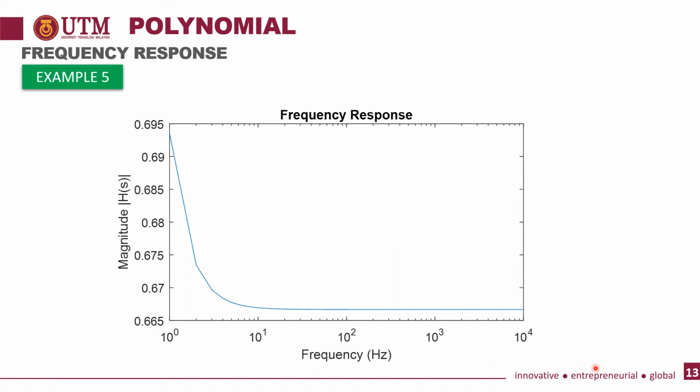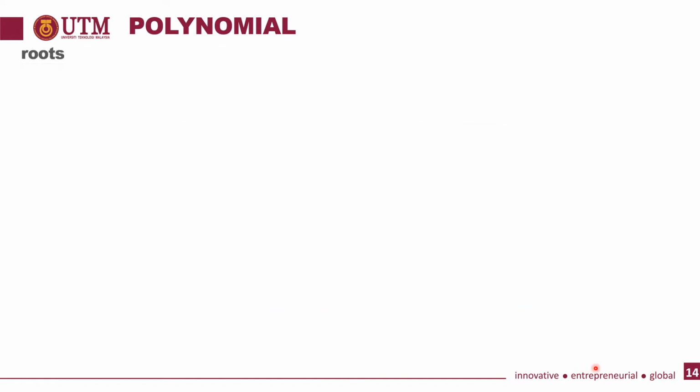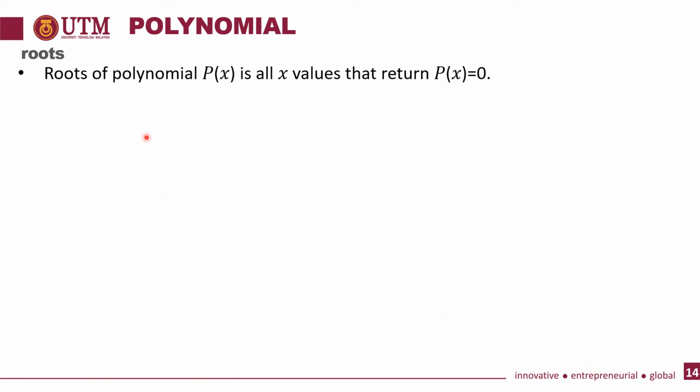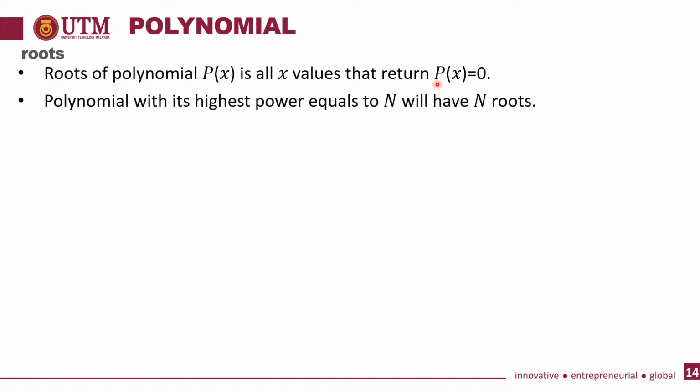All right, okay, so next we will learn about roots. So what are roots inside a polynomial expression and how do we find them? In a polynomial expression, the roots of the polynomial are all the x values, which are the term values, that return p(x) equals 0. So actually the roots are the values of the term where the output equals 0. A polynomial with its highest power equal to n will have n roots. For example, if the highest power of the polynomial is 2, it will have 2 total roots, and so on.